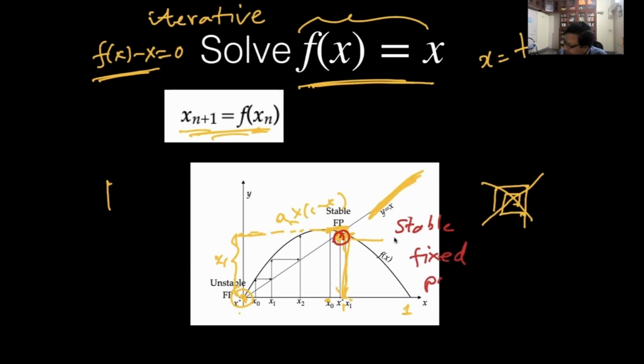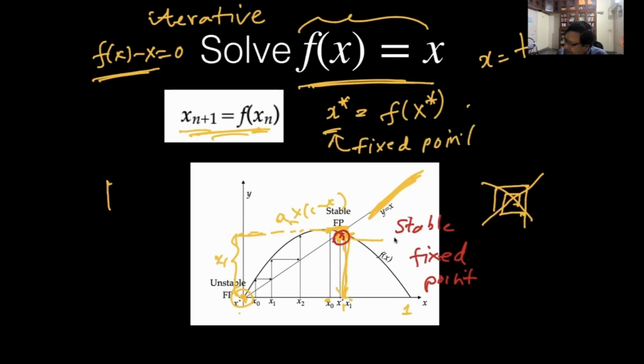Fixed point. In fact, the solution of this equation is called a fixed point: x star equals f of x star. That's the solution, and so this x star is called the fixed point. If you are at x star, then it won't move. It will remain there. That's a fixed point.